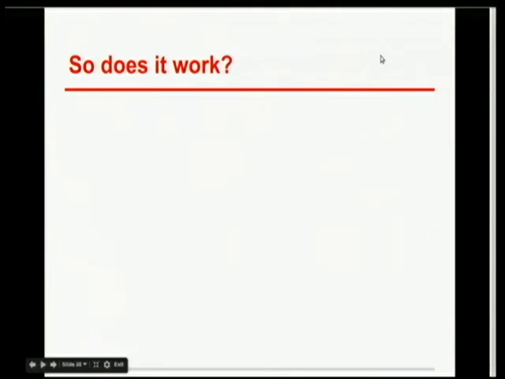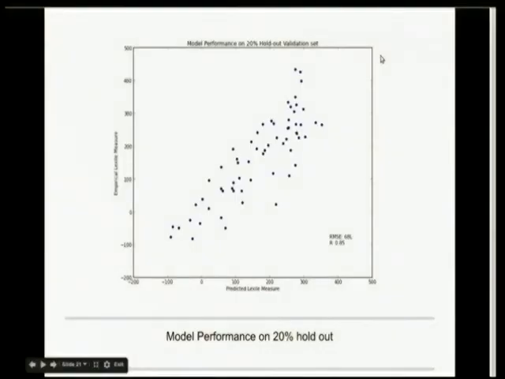So did it work? Were we able to predict these empirical measures? I guess I wouldn't be here if it didn't work. It did. Here's the model performance on the 20% holdout. These were texts that we didn't look at when we were developing our features. We didn't think about them at all. And we get a correlation of 0.85.